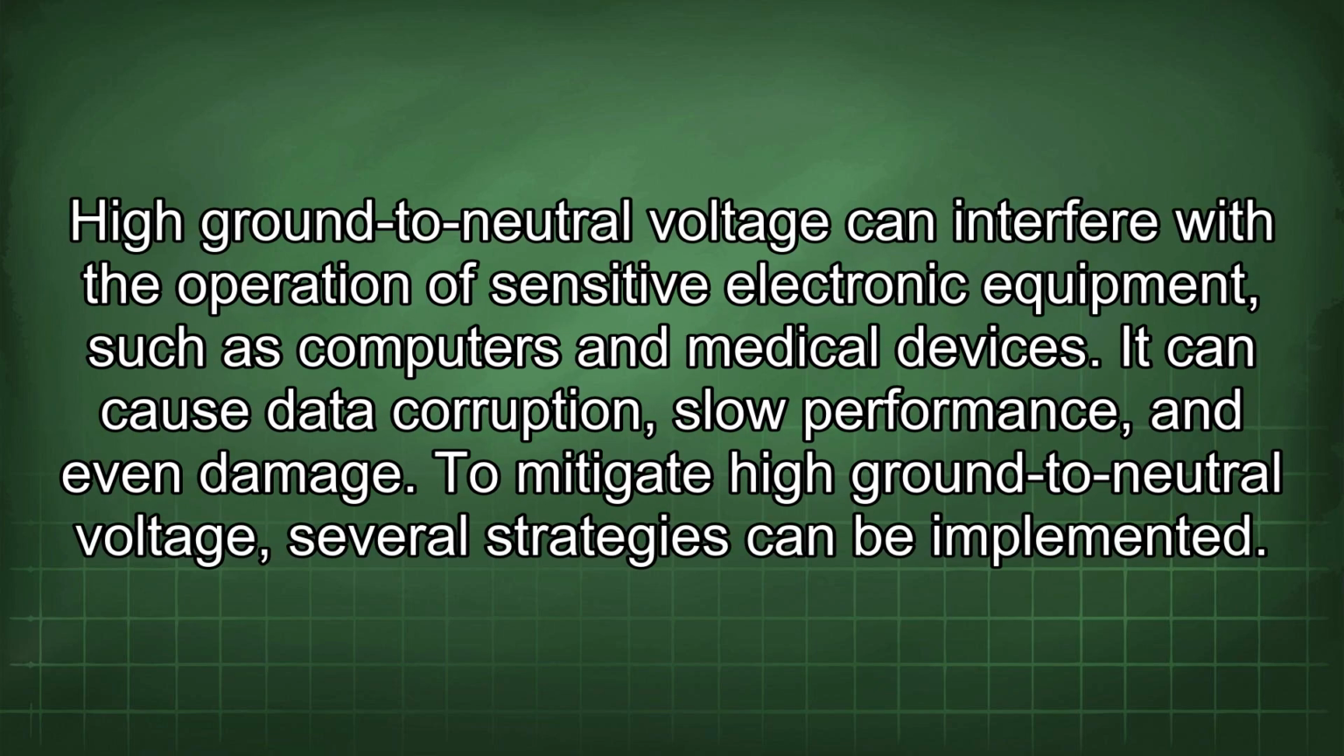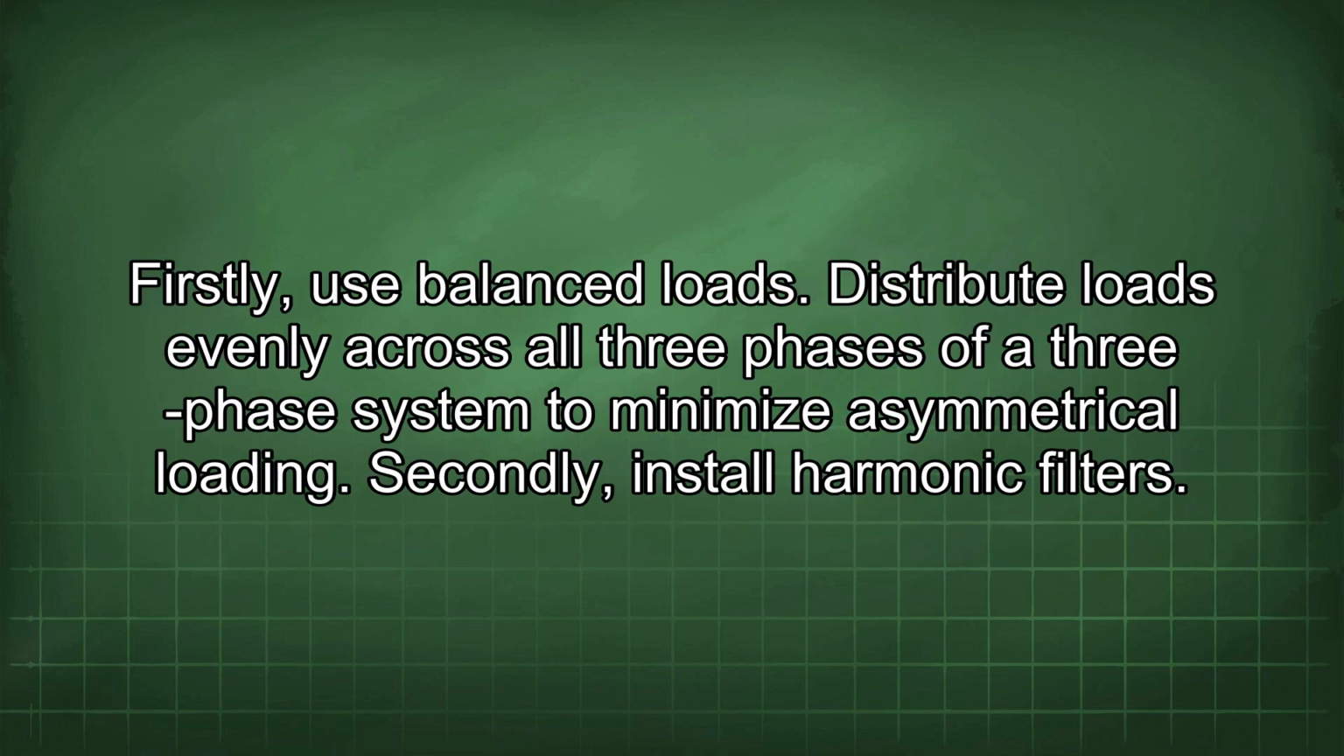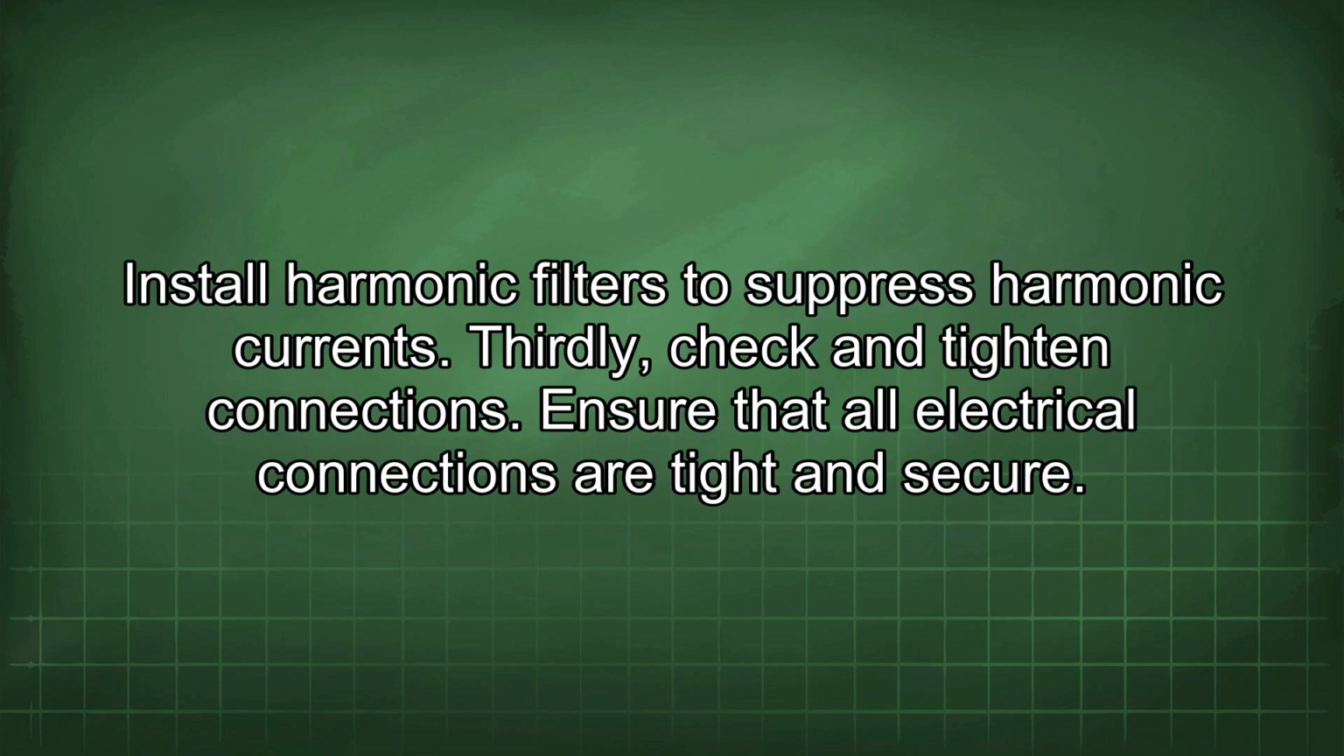High ground to neutral voltage can interfere with the operation of sensitive electronic equipment, such as computers and medical devices. It can cause data corruption, slow performance, and even damage. To mitigate high ground to neutral voltage, several strategies can be implemented. Firstly, use balanced loads. Distribute loads evenly across all three phases of a three-phase system to minimize asymmetrical loading. Secondly, install harmonic filters. Install harmonic filters to suppress harmonic currents.